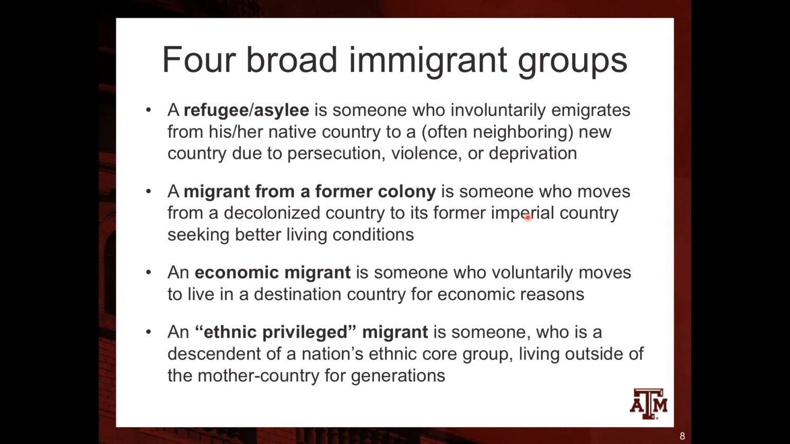And among immigrant groups, we can divide them into these 4 major groups. So we have refugees and asylees: someone who involuntarily emigrates from his or her native country to a new country due to persecution, violence, or deprivation. And usually they move to a neighboring country. So this is exactly the example that I gave before about Syrians. Because of the Syrian civil war that's going on right now, a lot of people are moving to neighboring countries, like I said, such as Turkey, Lebanon, and Jordan, and they are refugees in those countries.